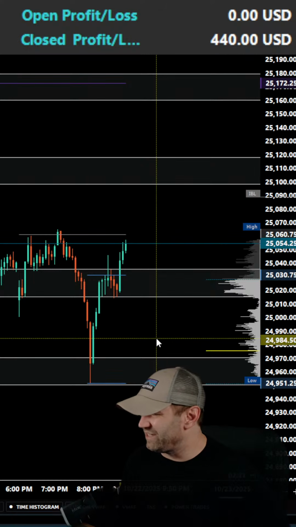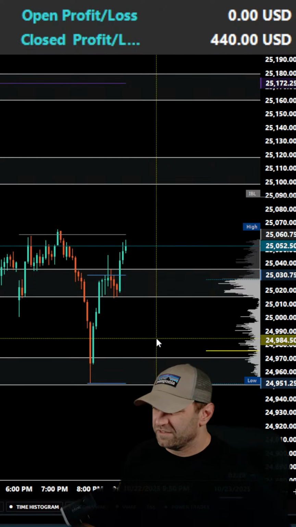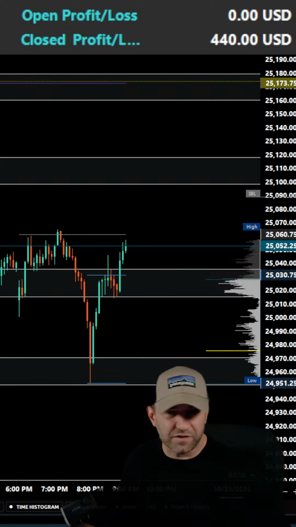Globex is a little bit different beast, though. You guys are probably better Globex traders than I am.